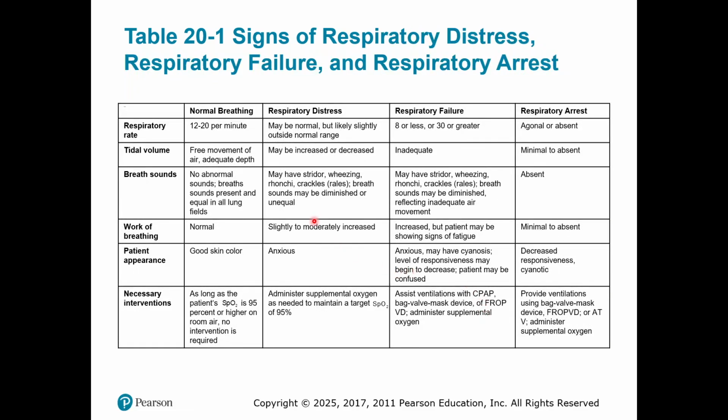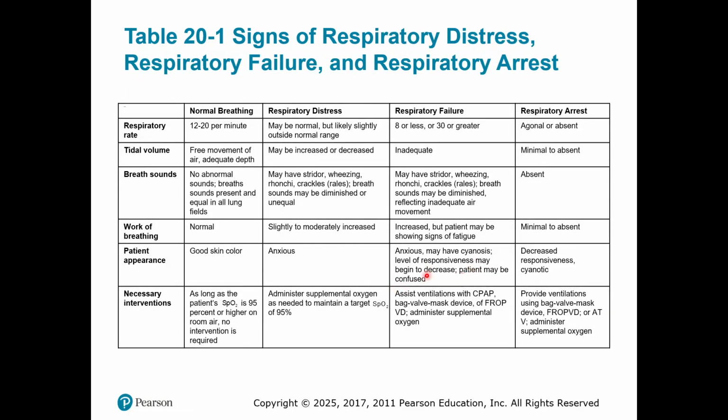All these other things are very good, like your patient's appearance, right? Respiratory distress, anxious. But then if we go over here to failure, it says not only are they anxious, but they're probably cyanotic. Their level of responsiveness may begin to decrease, and the patient may be confused, right? I don't like to put everything in one box and go, well, if you have all of these symptoms, you are in failure, because it doesn't ever work like that in the field, and you know this probably by now. But what you're looking for is chest movement.